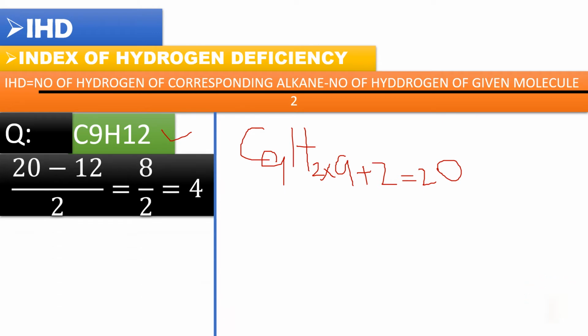So you can see here, the corresponding alkane contains 20 hydrogens and in the given molecule 12 hydrogens are present. So I will subtract 12 from 20 and I will divide it by 2. So what am I getting? I am getting 4.